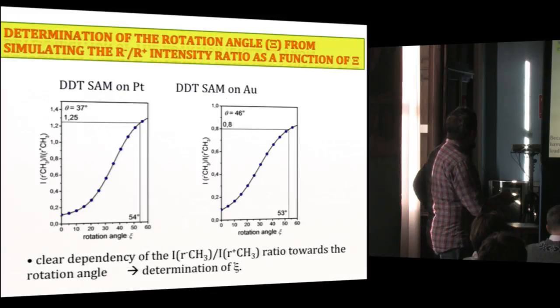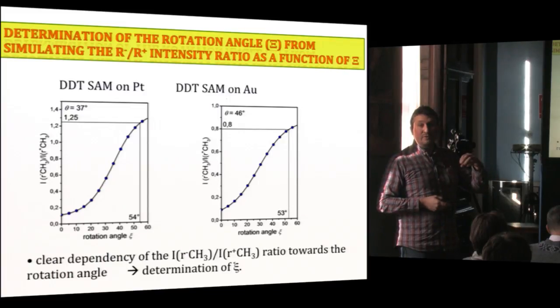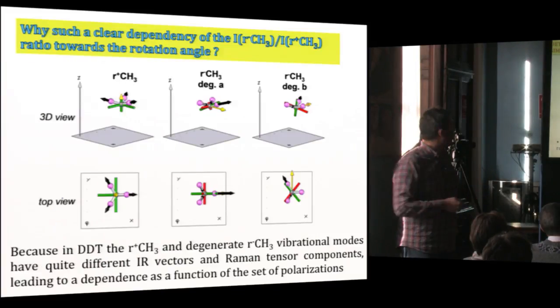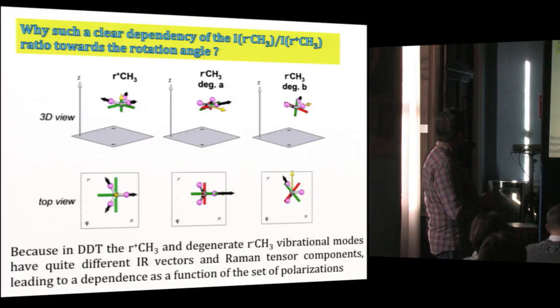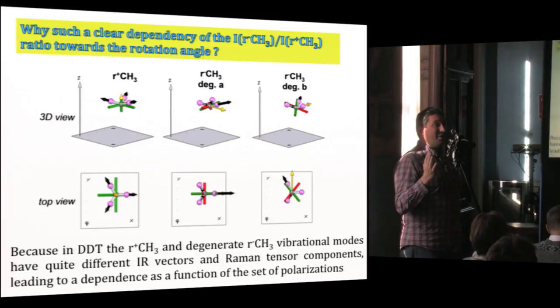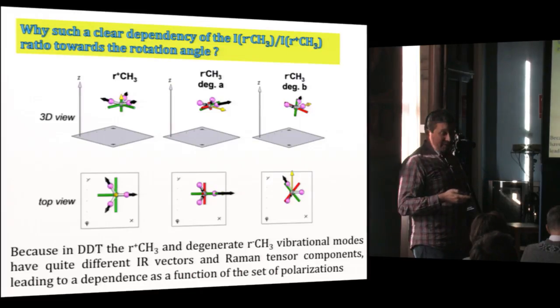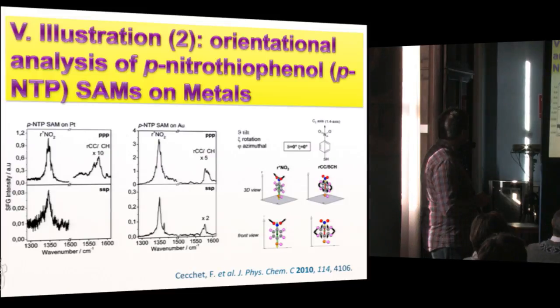Why is it possible to extract this information from this combination of SFG spectra? Simply because if you look at the different modes, the asymmetric and the symmetric CH3 stretching, the infrared dipole and the Raman tensors are oriented differently. So when you change your polarization, sometimes you have a stronger coupling with the infrared light, and sometimes you have a stronger coupling with the UV light.